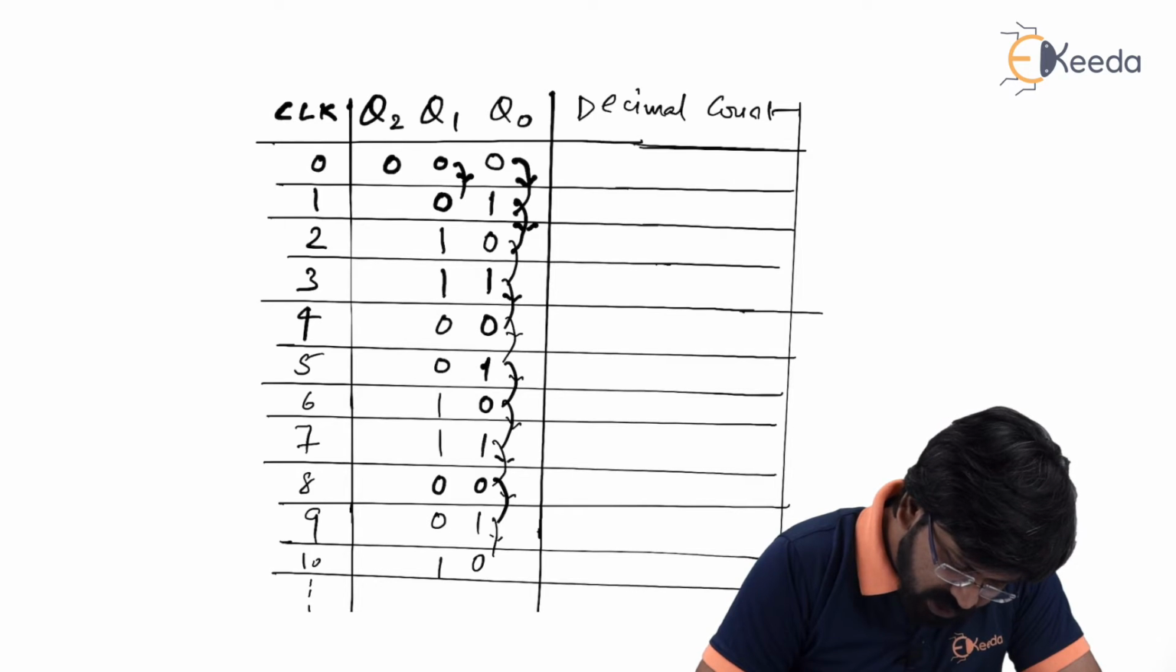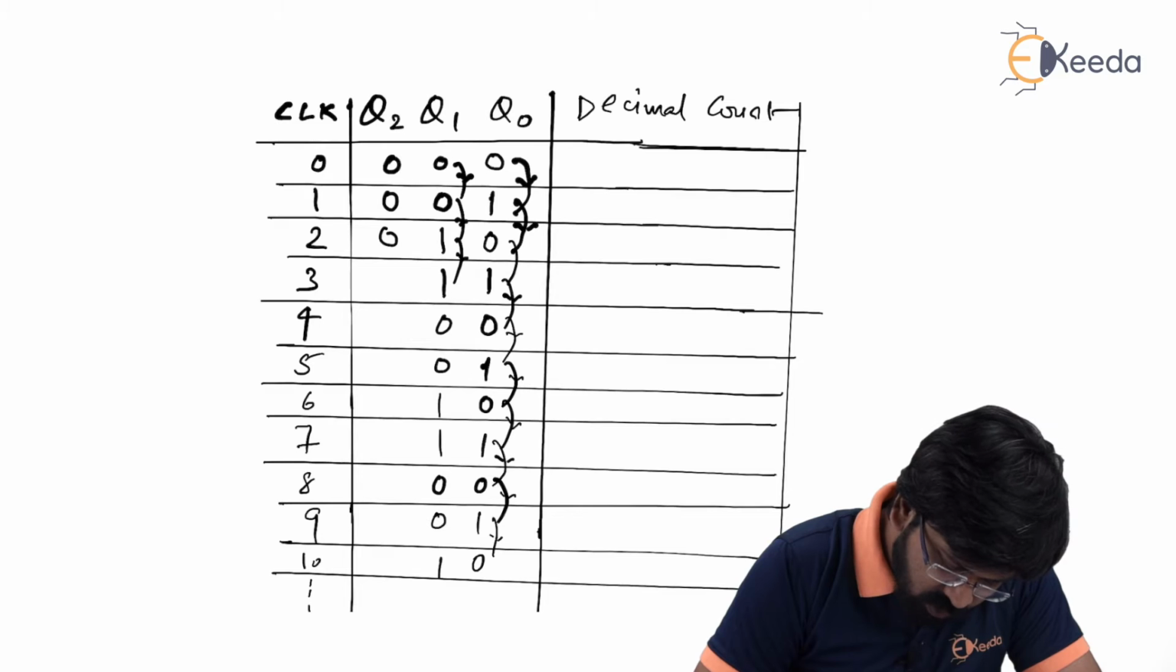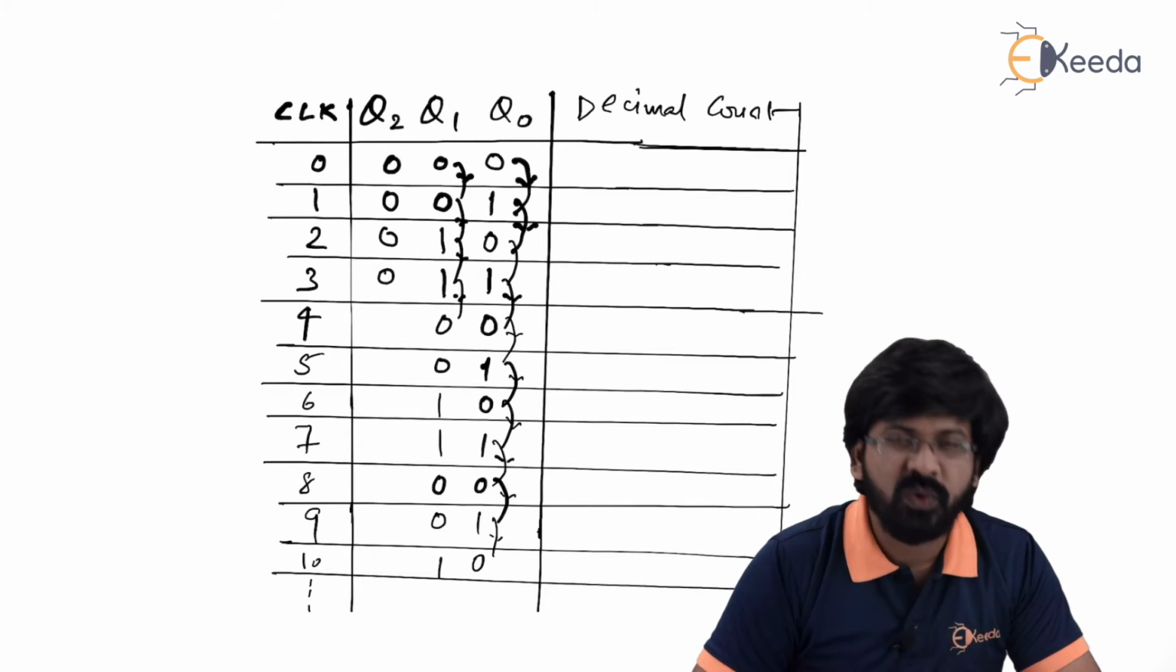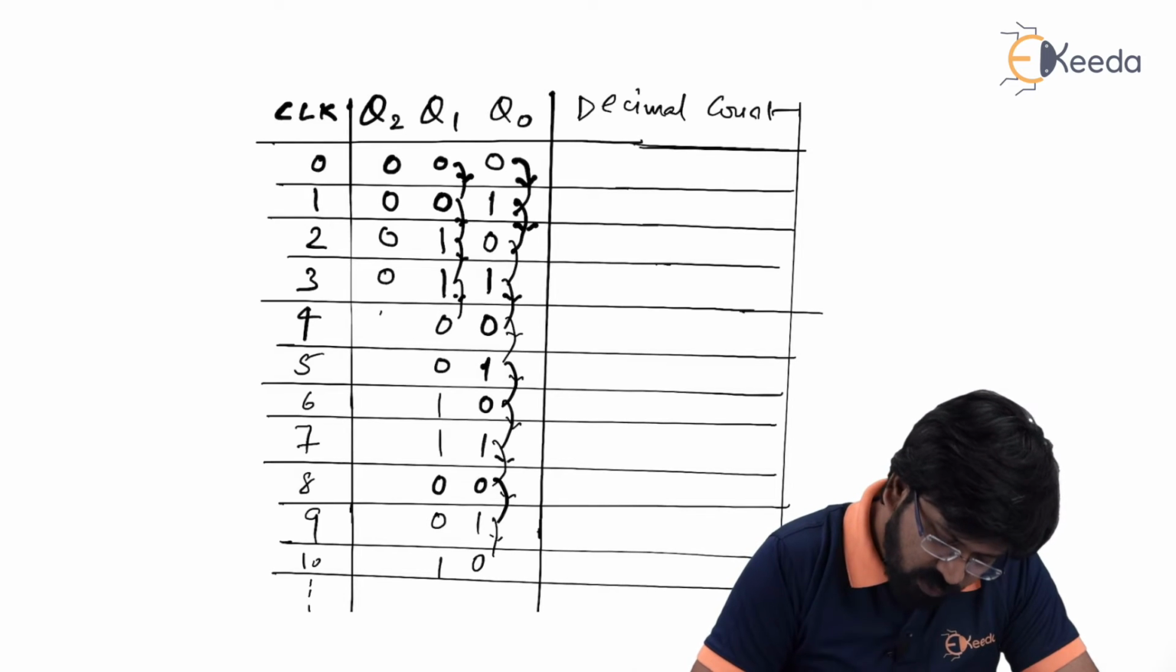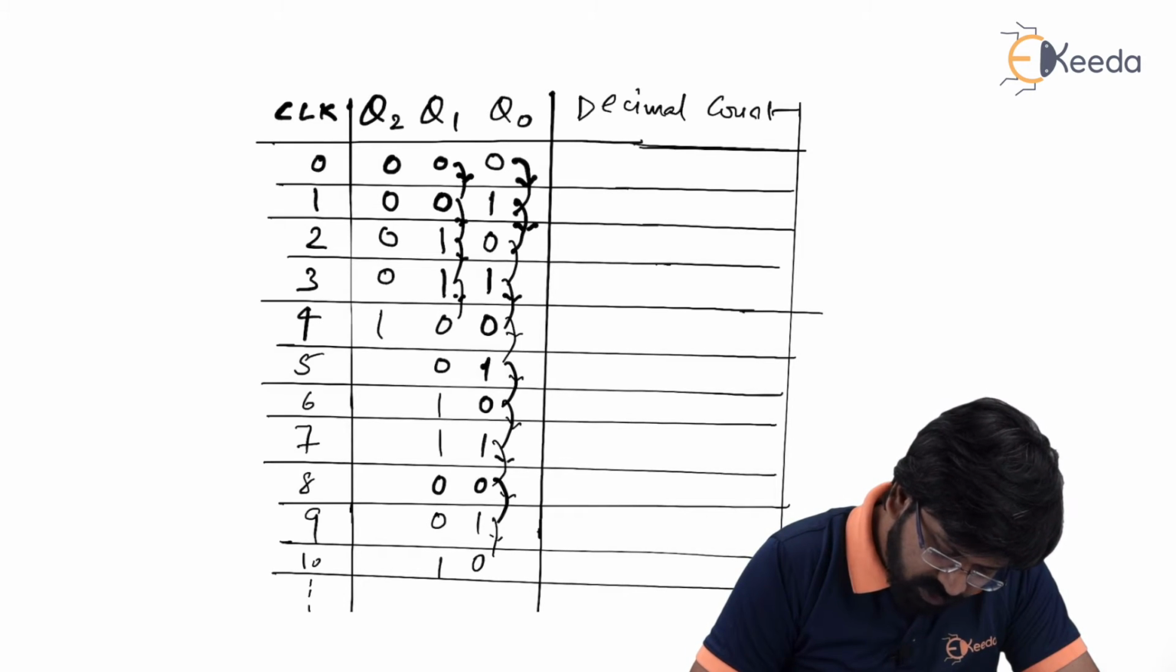0 to 0 means no change. 0 to 1, of course, no change. 1 to 1, no change. 1 to 0, this is called a negative edge. Therefore, Q2 will get toggled to 1. Next transition, you can now refer to the table.